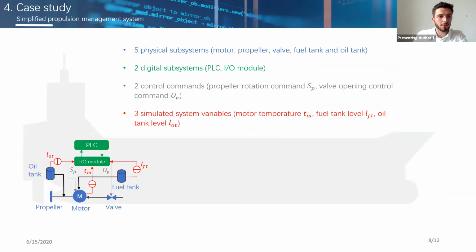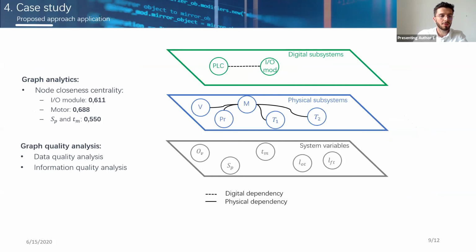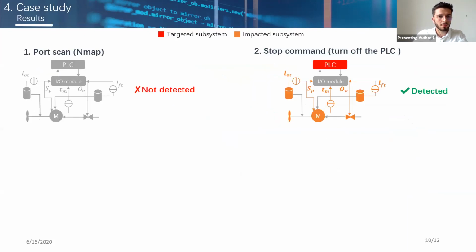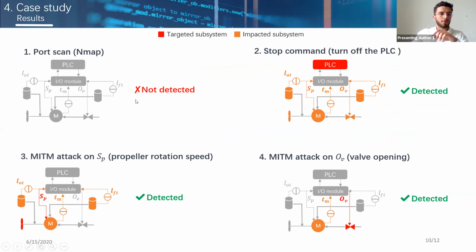So we have 5 scenarios for the experimentation. For the port scan with Nmap, the PC is directly linked to the digital network of the SCADA systems. So we just inject an Nmap scan on the network. And it's the same for the stop command to turn off the PLC. And for man-in-the-middle attacks, we modify the integrity of the values in the code of the Arduino program to inject the anomalies and to detect them after.